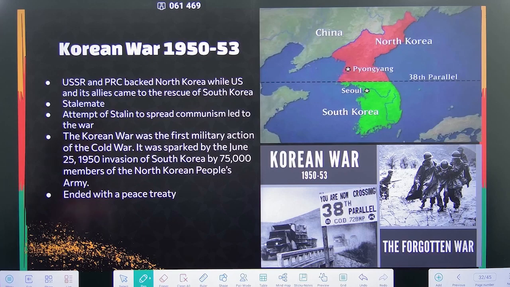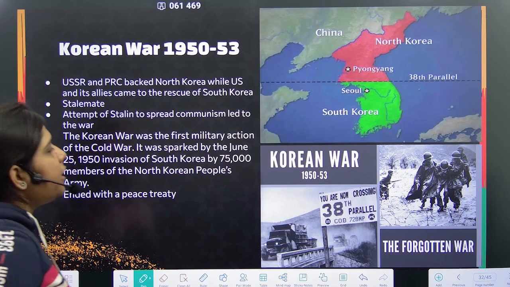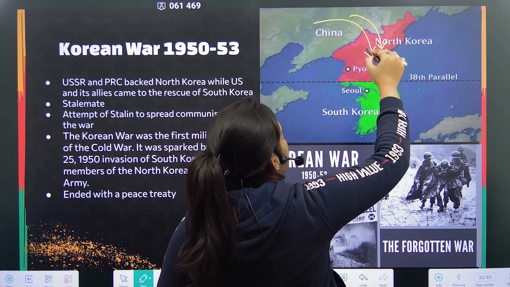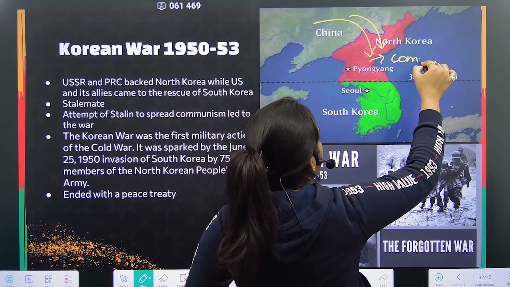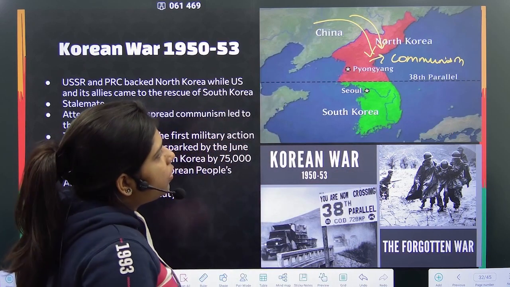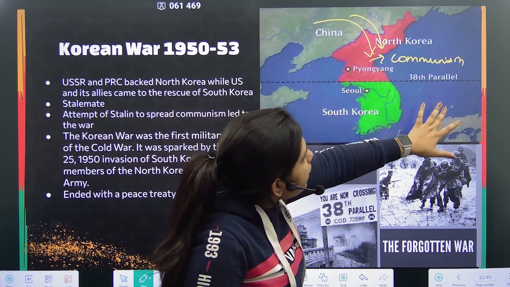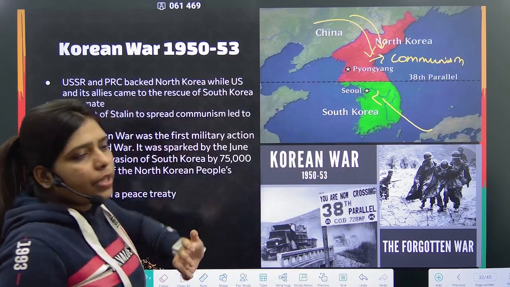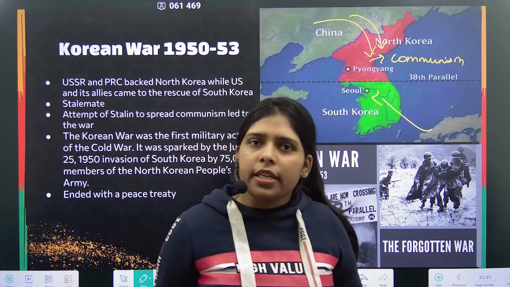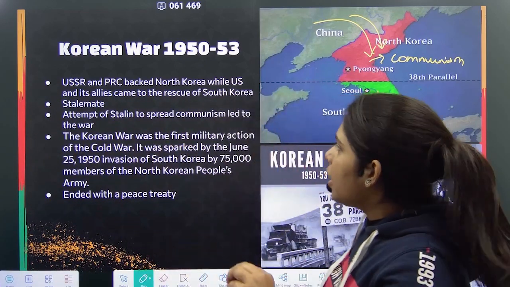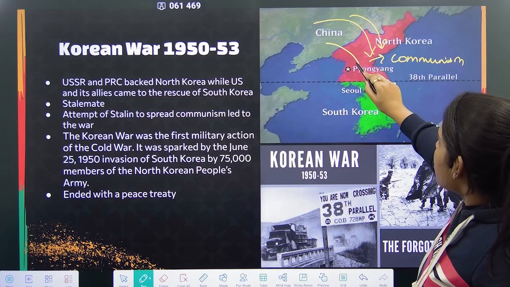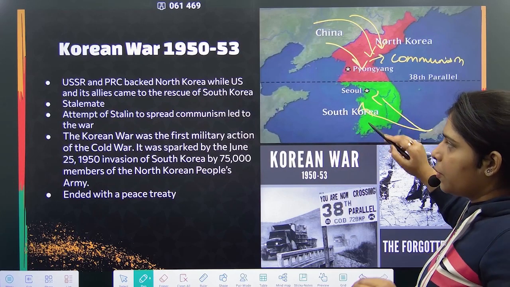It was a stalemate. What happened was actually Stalin was moving from this side and jumping into North Korea to spread communism over here. The minute US and its allies saw that he's now moving into Korea, US came from this side and set up its zone over here. Minor situation. Nothing great. It wasn't any civil war. It was actually a result of the clash between communism and capitalism. Communist powers were jumping here, so capitalists had to jump here.